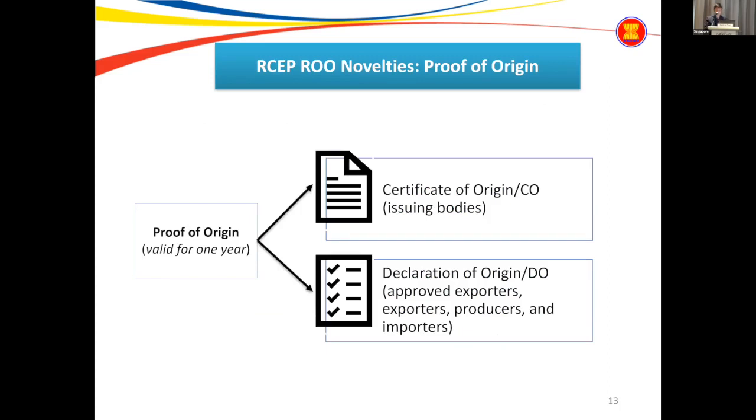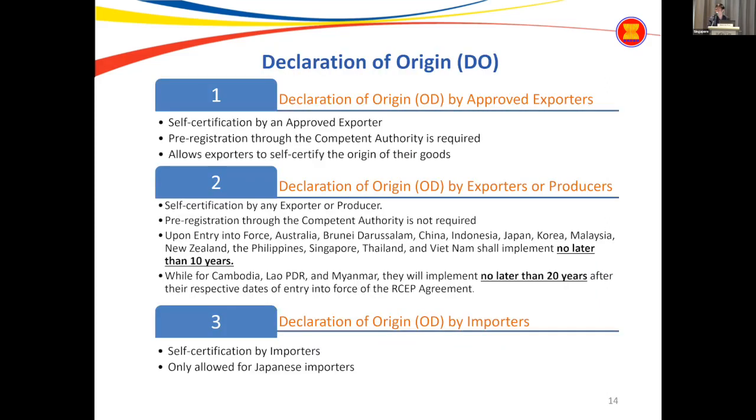So for RCEP, I don't really have much time, so I would like to introduce the proof of origin, like what I said. There are so many types: CO, issued by an issuing authority; declaration of origin by an approved exporter; declaration of origin by any exporter; and declaration of origin by the importer. The last one, declaration of origin by the importer, is only for Japan.